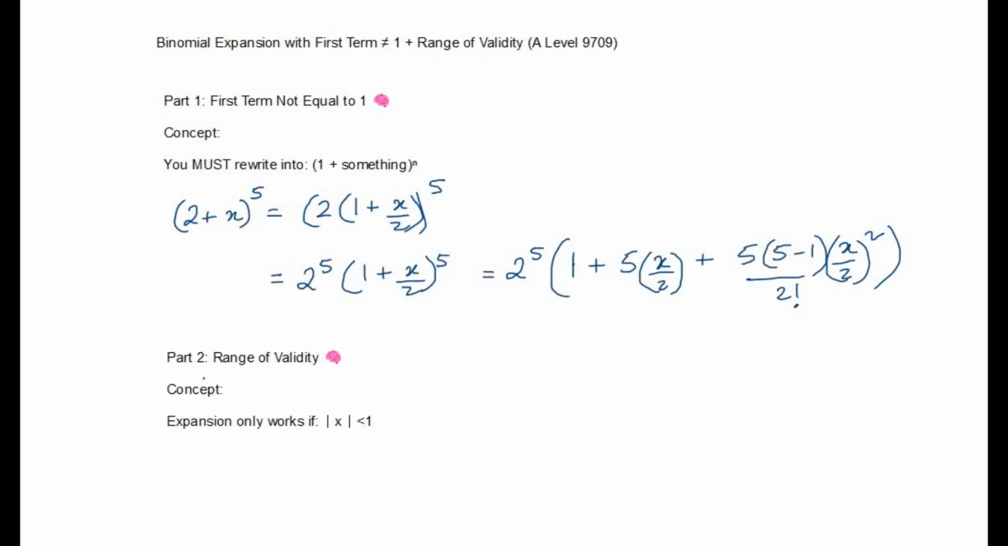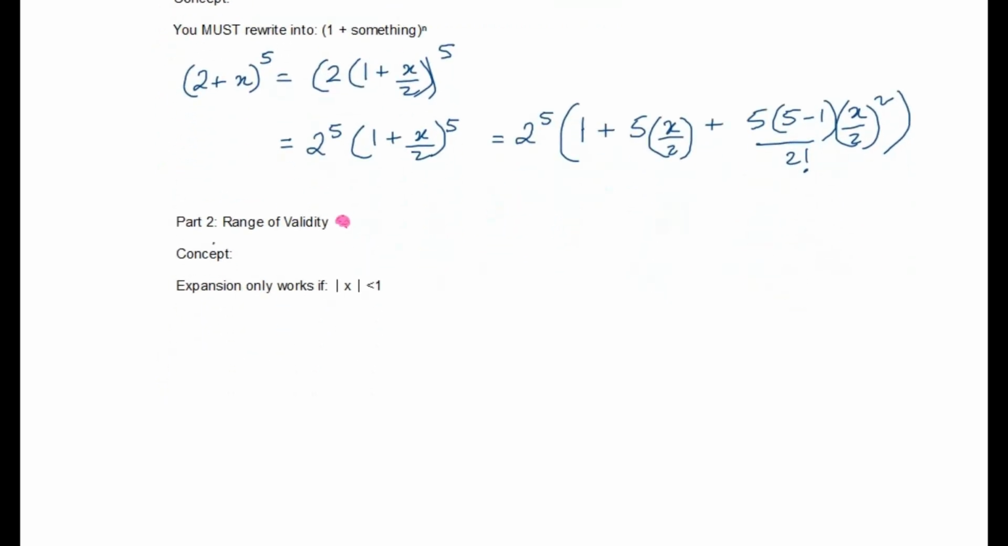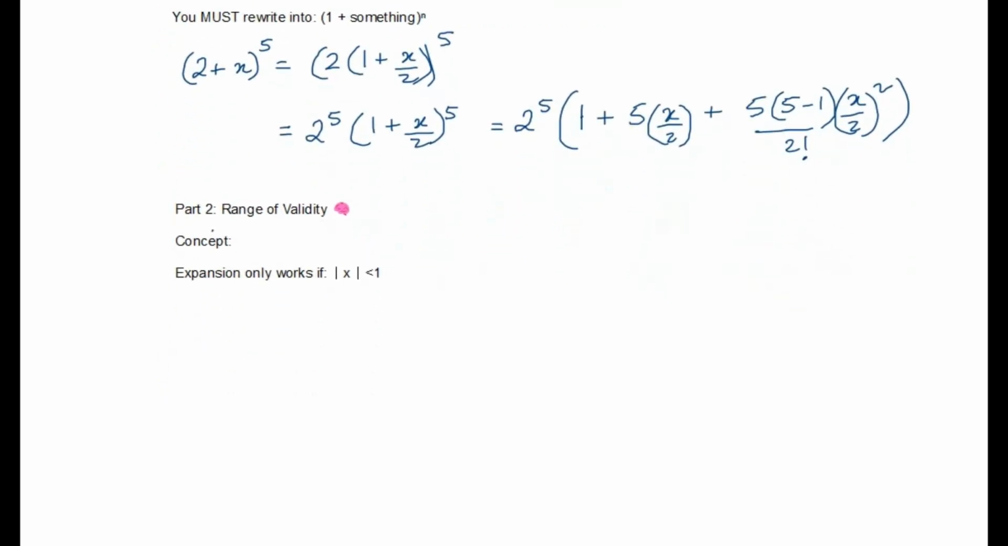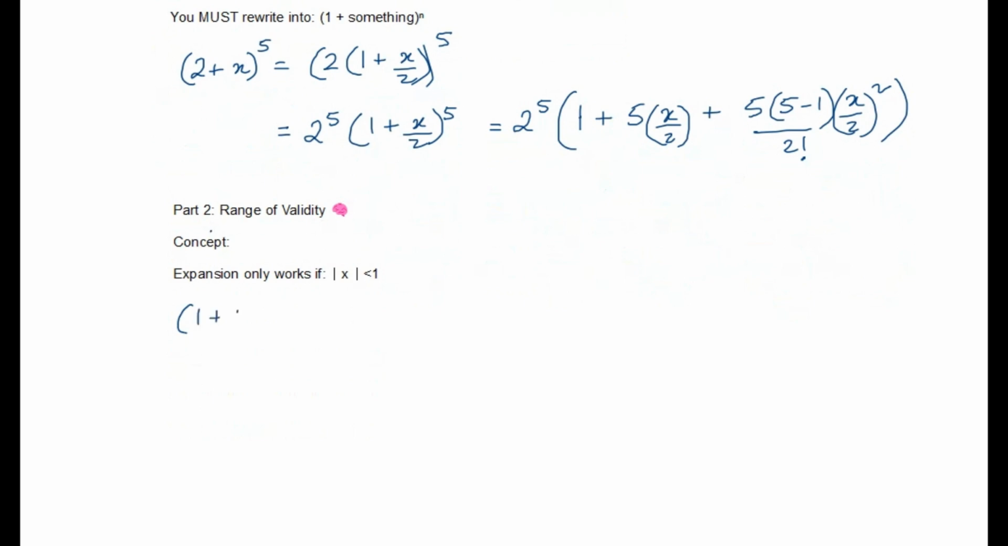Second concept has to do with the range of validity. In paper 3, your binomial expansion only works if the modulus of x, which is the second term of the binomial expression, modulus x has to be less than 1. So let's take an example. If you have 1 plus 2x to the power of n, then the modulus of the second term, which is modulus of 2x, has to be less than 1.